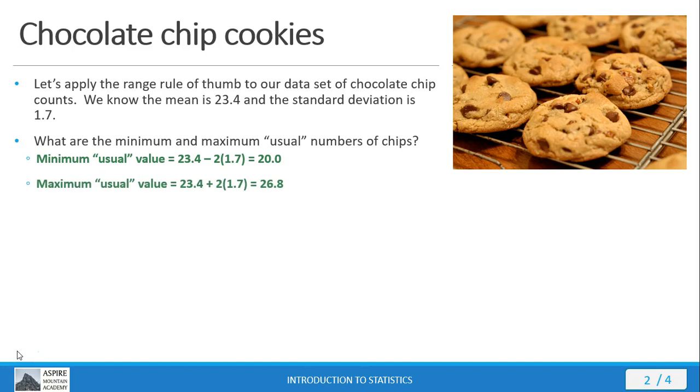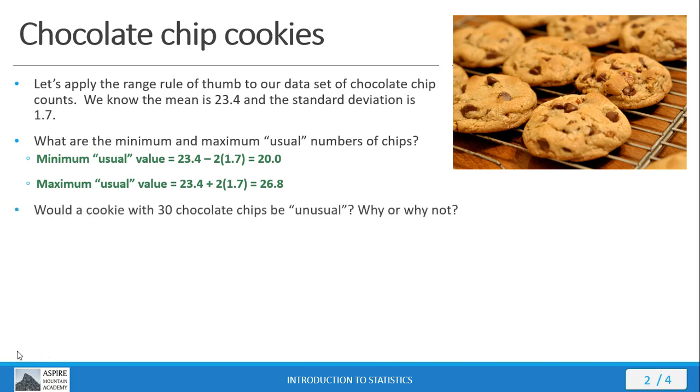We can find the maximum usual value the same way, only we add instead of subtract. This gives us 26.8. So this means that we can expect the usual number of chips to be between 20 and 26.8. If a cookie has less than 20 chips or more than 26.8 chips, then that cookie is unusual.